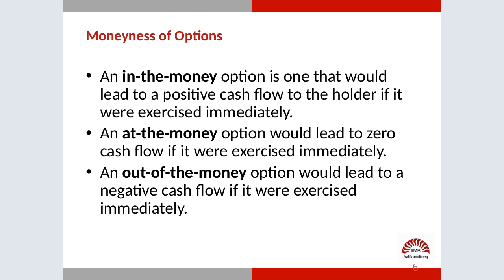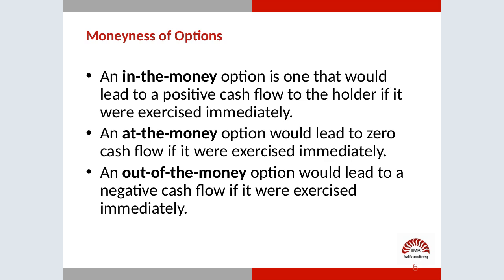Now if ST is the price on the day you're exercising it, and X is the strike price, then for a call option, for the option to be in the money, ST has to be greater than X. For it to be at the money, ST has to be equal to X. And for it to be out of the money, ST has to be less than X. For a put option, the exact opposite will happen.